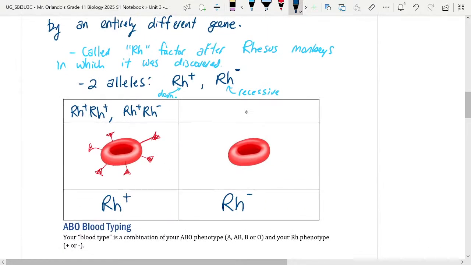Yes. And what would the genotype have to be for someone to be Rh negative? Rh negative, Rh negative. They have to be homozygous recessive. Good. If they are heterozygous or homozygous dominant, they'll be Rh positive.